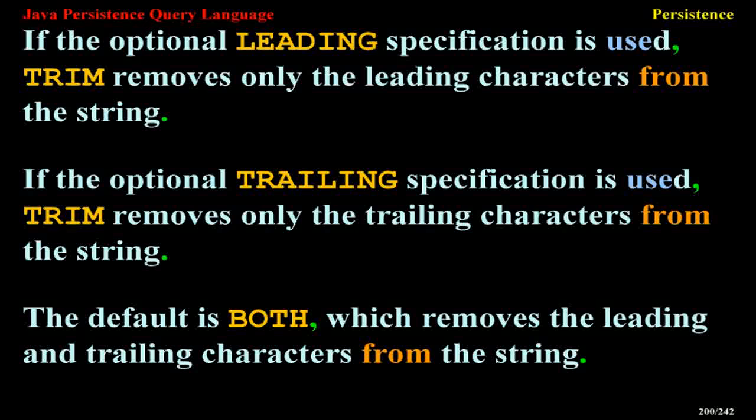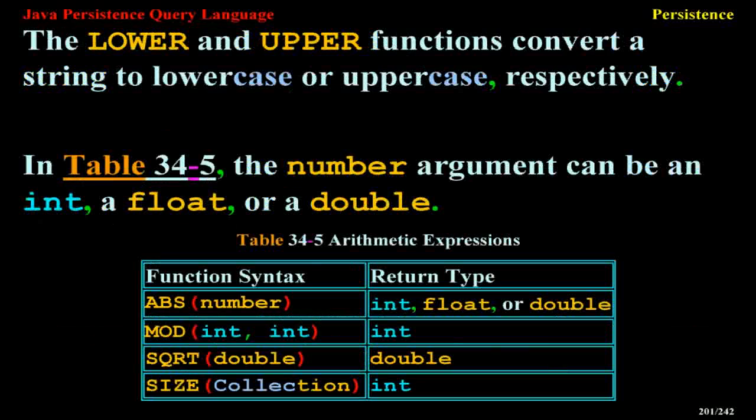If the optional trailing specification is used, trim removes only the trailing characters from the string. The default is both, which removes the leading and trailing characters from the string. The lower and upper functions convert a string to lowercase or uppercase, respectively. In Table 34-5, the number argument can be an int, a float, or a double.